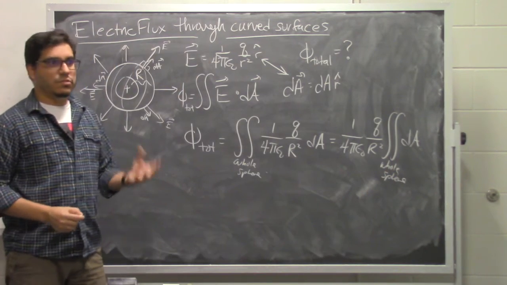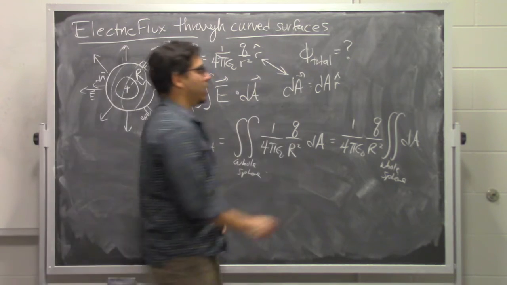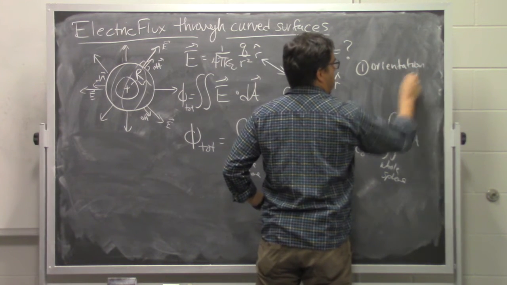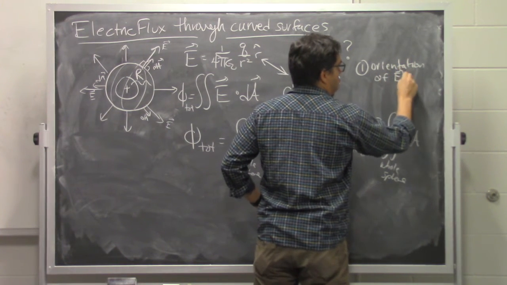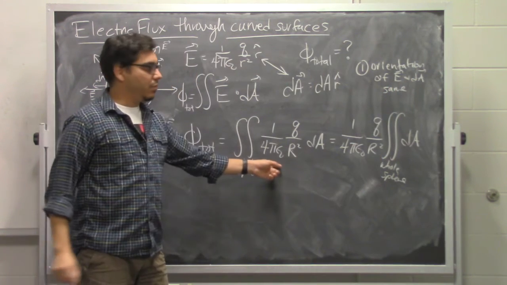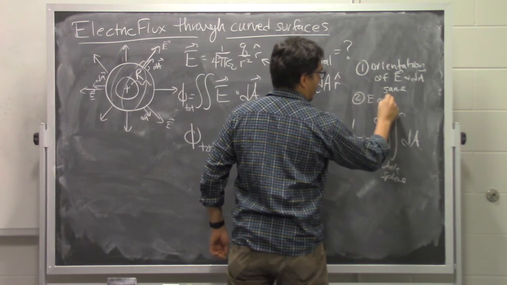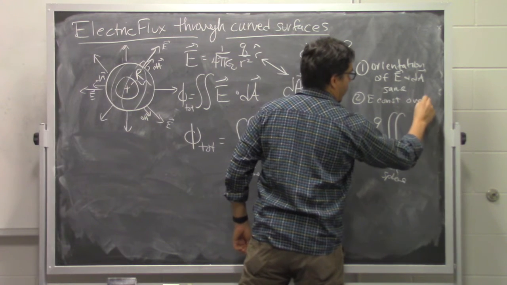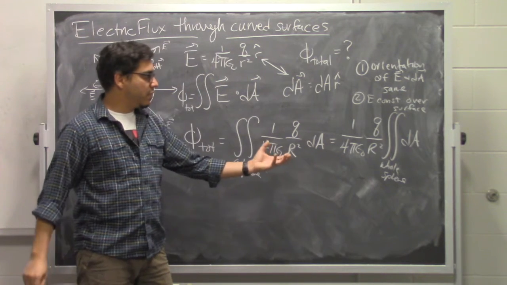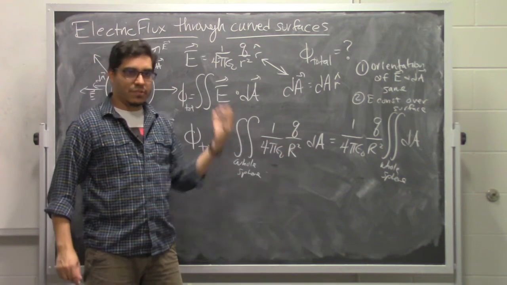of just the area. So there are two key points here. One is that the electric field and the dA vectors are oriented in the same direction. We like that because it makes this integral really simple. The other thing we like is that the electric field is constant over the surface, a constant magnitude. That gives us this result, which essentially just tells us that it's the electric field magnitude multiplied by the surface area of the whole sphere.